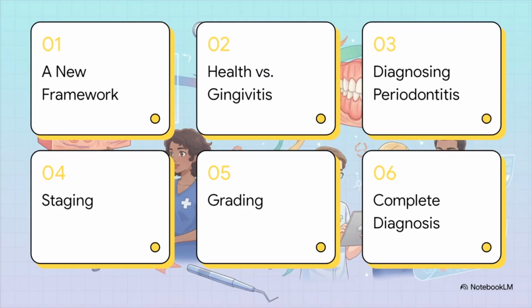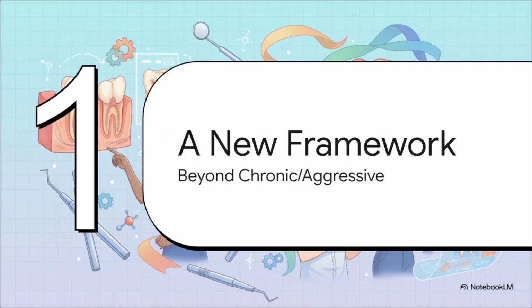All right, so here's our game plan. We're going to walk through how this works in the real world, just like you would in the clinic. We'll start with health versus gingivitis, then jump into how to actually diagnose periodontitis. After that, we'll get into the nitty gritty of staging for severity and complexity and grading for risk. And finally, we'll see how to put it all together for a complete diagnosis.